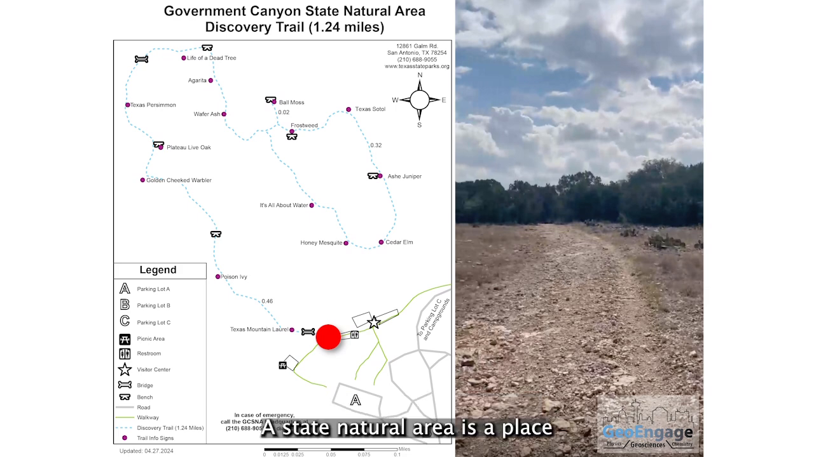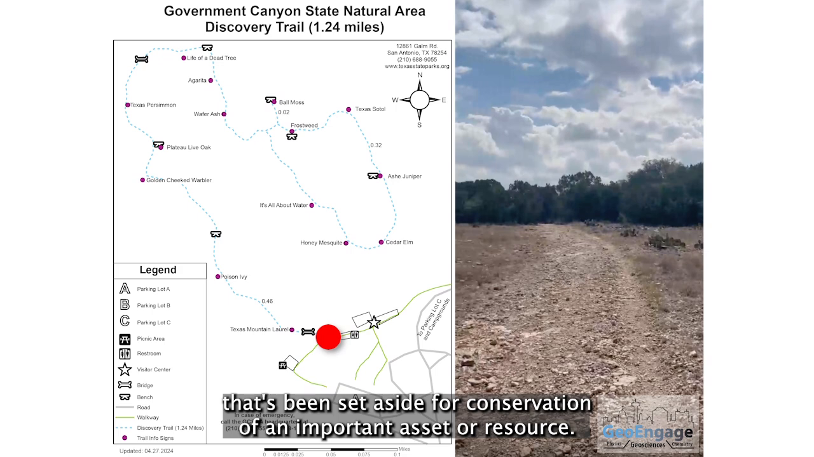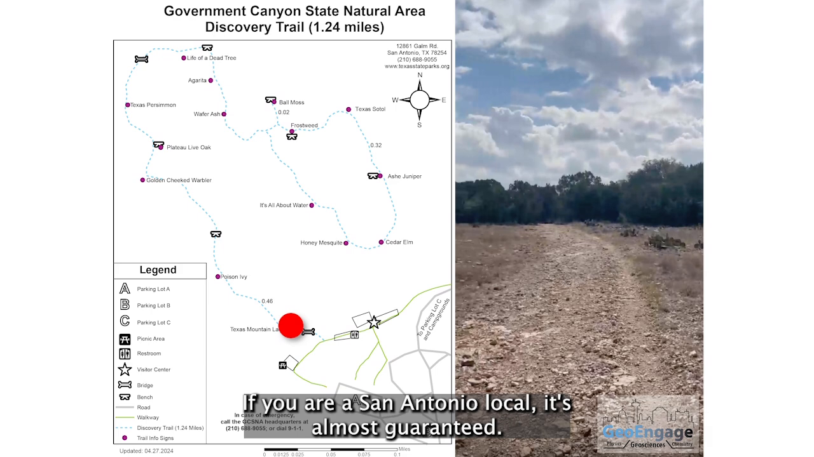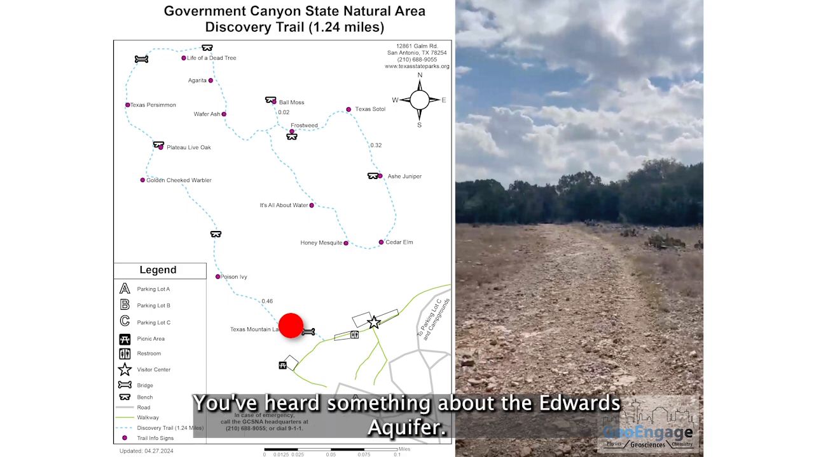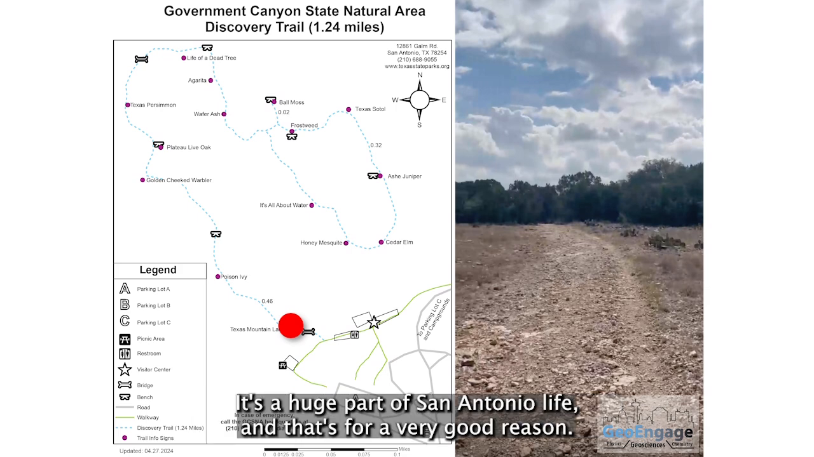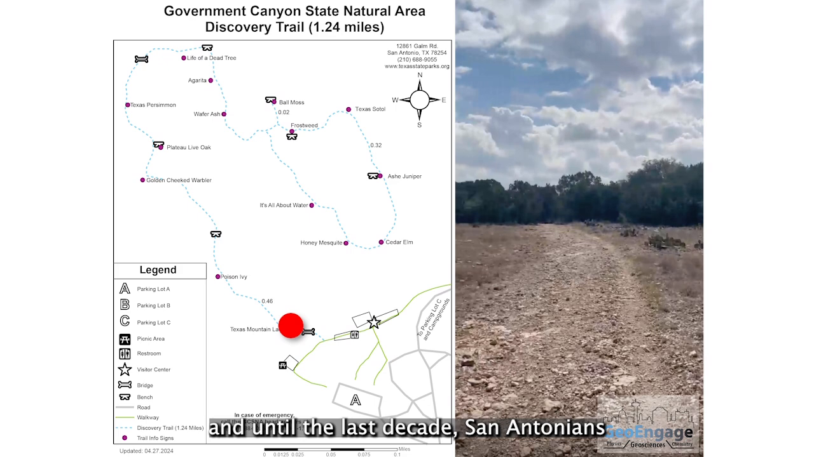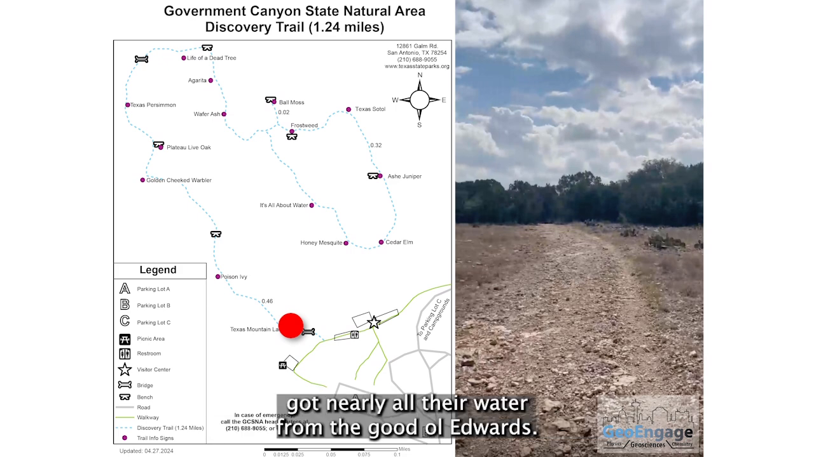A state natural area is a place that's been set aside for conservation of an important asset or resource. Here, our resource is the Edwards Aquifer. If you are a San Antonio local, it's almost guaranteed you've heard something about the Edwards Aquifer. It's a huge part of San Antonio life, and that's for a very good reason. The city is physically located almost entirely above it, and until the last decade, San Antonians got nearly all their water from the good old Edwards.